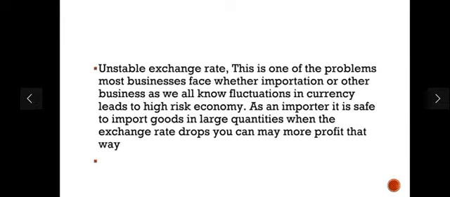Now another thing which is out of our hands is the unstable exchange rate. This is one of the problems most businesses face, whether importation or other business. As we all know, the fluctuation in currency leads to a high-risk economy. So for example, when you want to buy those products, you are buying at a dollar rate of 1,200 or 1,000 as the case may be, and then when the goods are arriving in Nigeria, the dollar is now 1,004, 1,005. So this has altered your calculation.